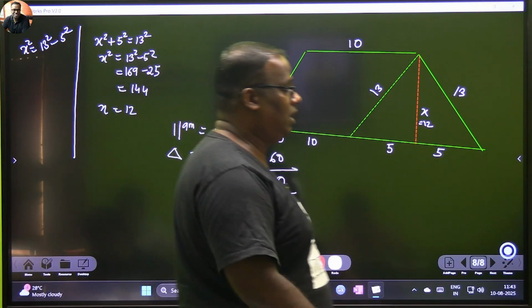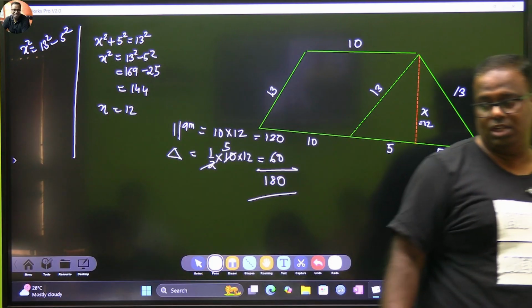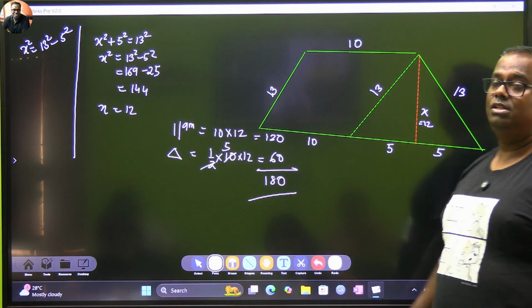Only then will maths open up. What do you think, that just by drawing a trapezium it will tell you that in that you draw, then what mathematics did you do? You just did some addition and subtraction. This is how you do the problem.